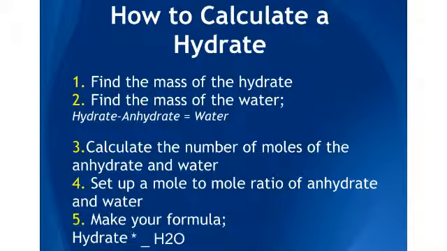That's about it. There are just 5 easy steps to calculate a hydrate. The first step is to find the mass of the hydrate. The second step is to find the mass of the water. To do this, you subtract the mass of the anhydrate from the mass of the hydrate. This will give you the mass of the water. The third step is to calculate the number of moles of the anhydrate and water. Fourth, you need to set up a mole-to-mole ratio of the anhydrate and water. Lastly, you can make your formula by simply setting up a mole ratio of the water to the anhydrate. You can use this formula to find your hydrate.